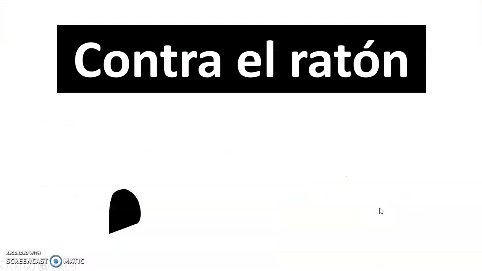Right, and I didn't want to finish this lesson with activity against the clock, against the mouse, contra el ratón. You're going to see a sentence in English, and I need you to write it down in your books in Spanish before the mouse gets to the hole. Are we ready? Here we go. Good luck. Mark yourselves out of 7.